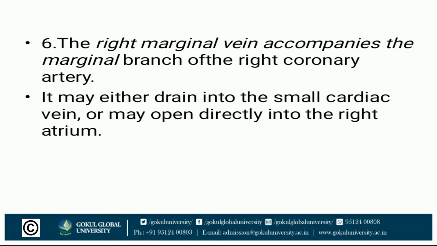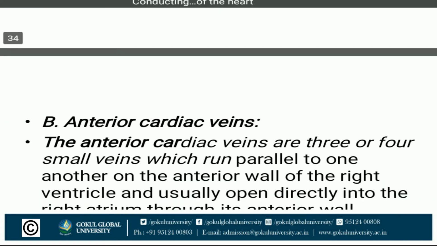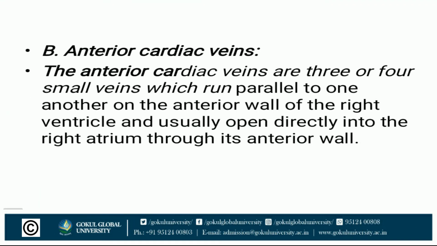The right marginal vein accompanies the marginal branch of the right coronary artery. It may either drain into the small cardiac vein or may open directly into the right atrium. Anterior cardiac veins. The anterior cardiac veins are 3 or 4 small veins which run parallel to one another on the anterior wall of the right ventricle and usually open directly into the right atrium through its anterior wall.